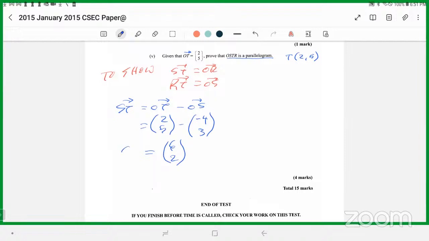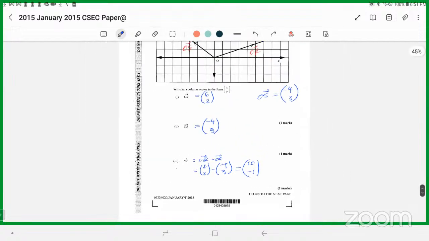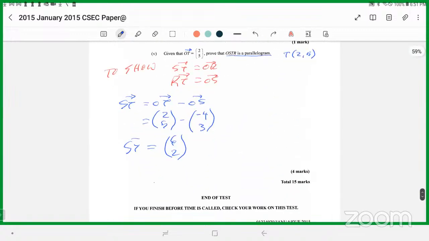Remember, this is ST now. Remember that the OR is actually 6, 2. See it up here, the OR is actually 6, 2. So that part of it is shown, right? So I've concluded that ST is equal to OR. So we finish the first part here. We need to show this part now.